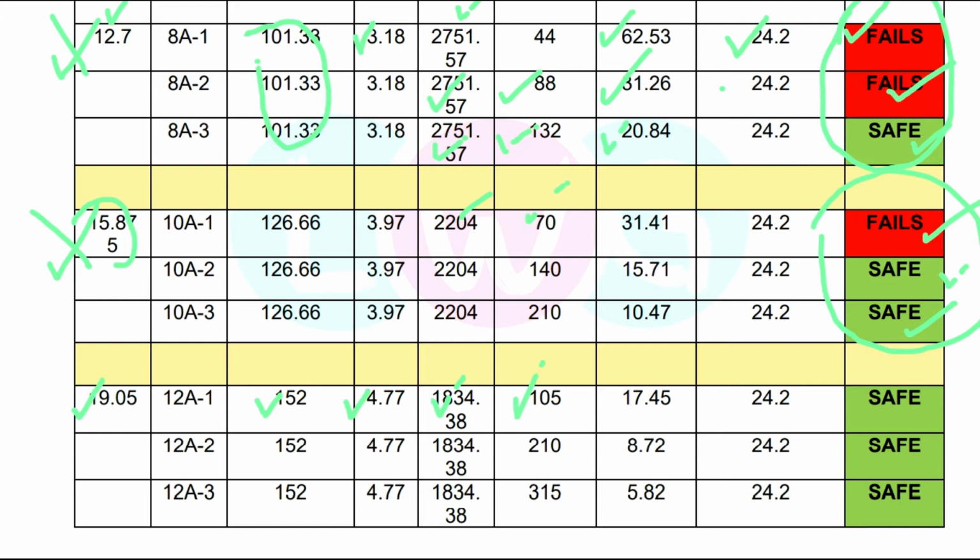So here the calculated BR for the first row will be 17.45, which is less than 24.2, and next is 8.72, which is less than 24.2, and next is 5.82 and 20, which is less than 24.2. So hence all three are safe. So this bearing will be accepted, this chain number is accepted. Now our value of pitch will be 19.05.